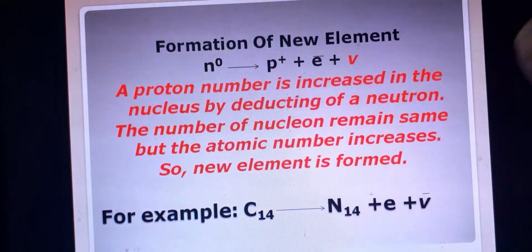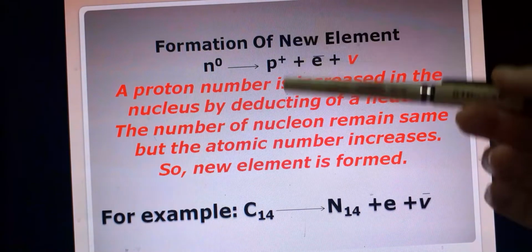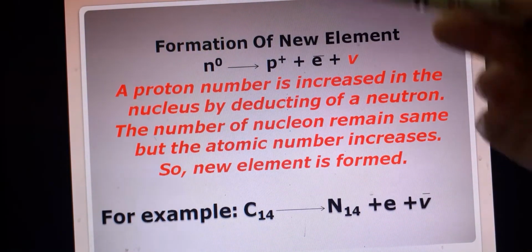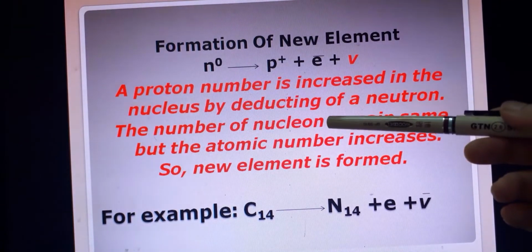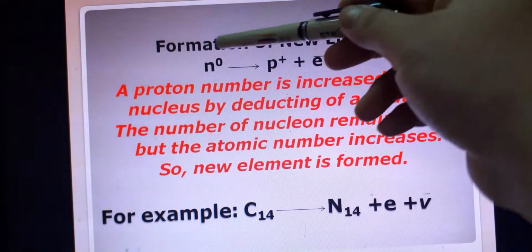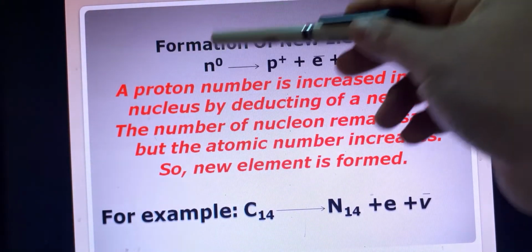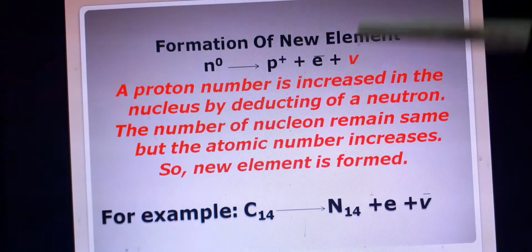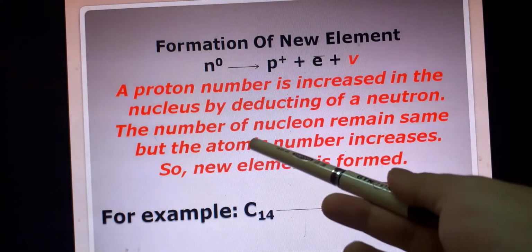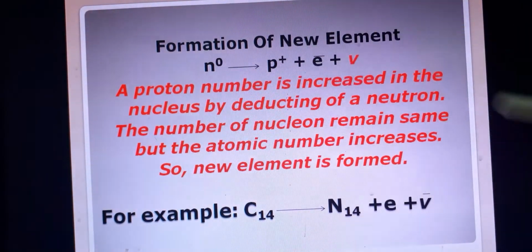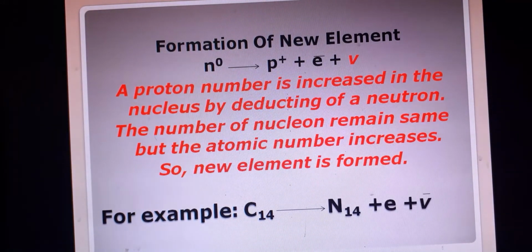So the number of proton and neutron is totally known as nucleon number. So if neutron is converting into one proton, then the total nucleon number remains the same, but the atomic number is increasing. So new element is formed. Okay, is it clear?